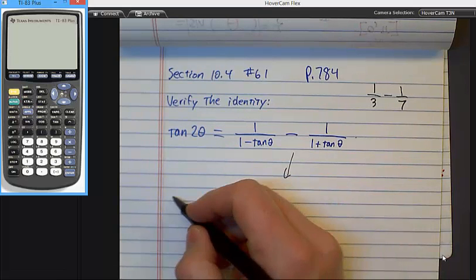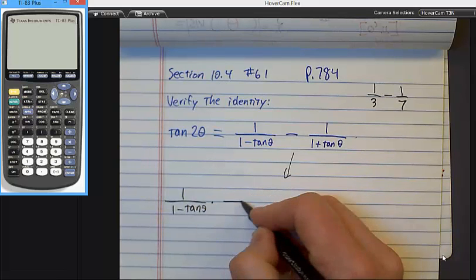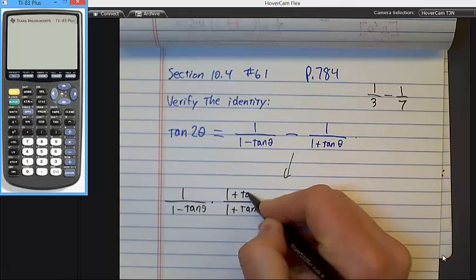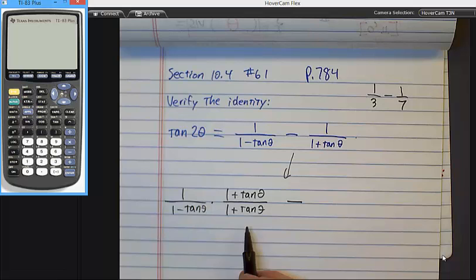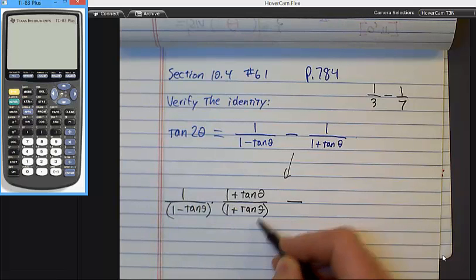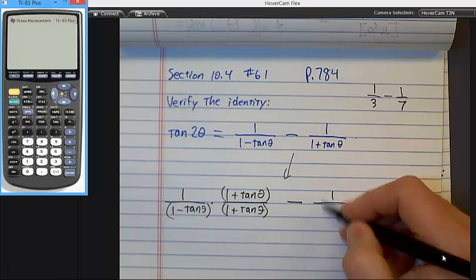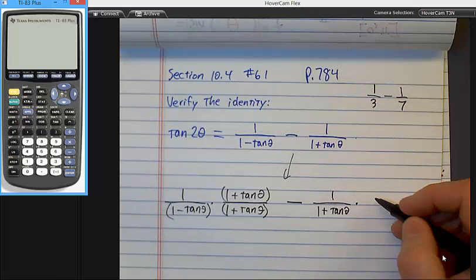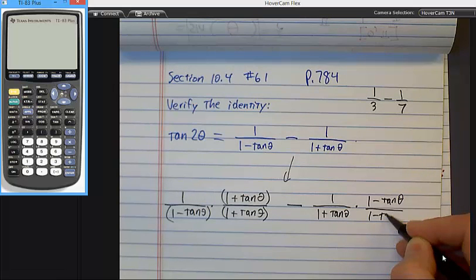So I claim that I can work on the right-hand side. I can write 1 over 1 minus tangent theta, but what I'm going to do now is multiply by 1 plus tangent theta over 1 plus tangent theta so that I'll be able to have a common denominator. You see that? What do you think I'm going to multiply the second fraction by? It was 1 over 1 plus tangent theta. But what am I going to multiply it by? 1 minus tangent theta. That's right. 1 minus tangent theta over 1 minus tangent theta.